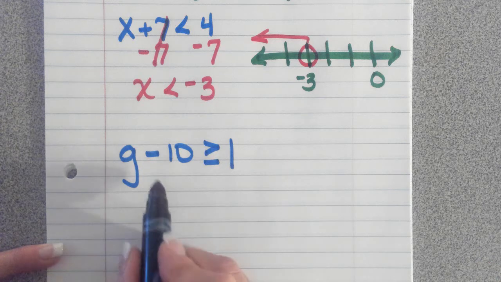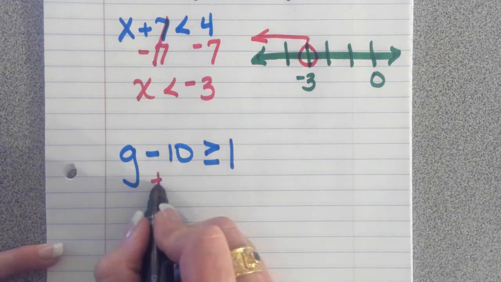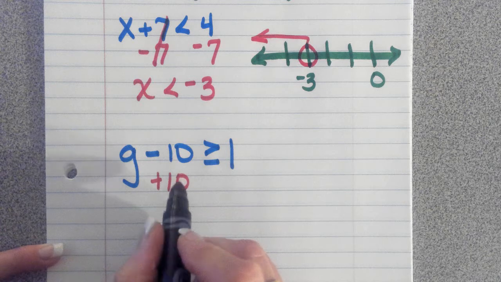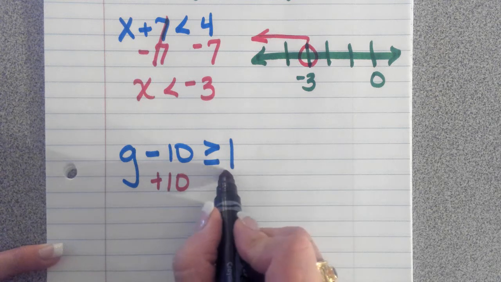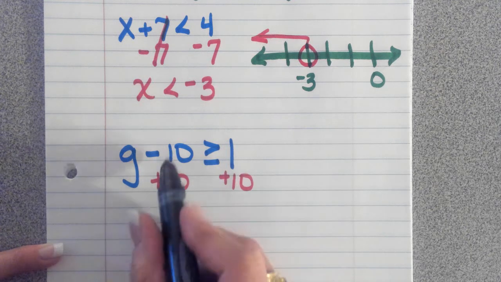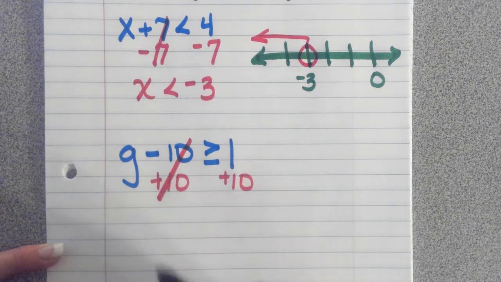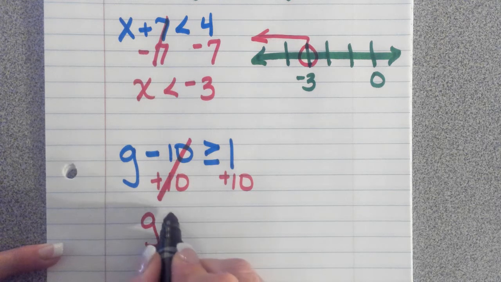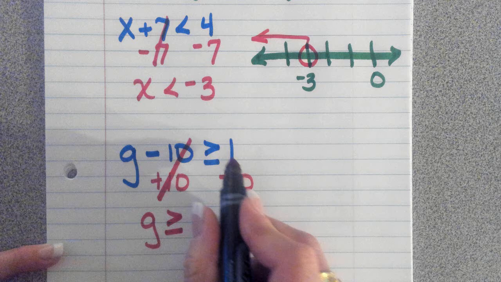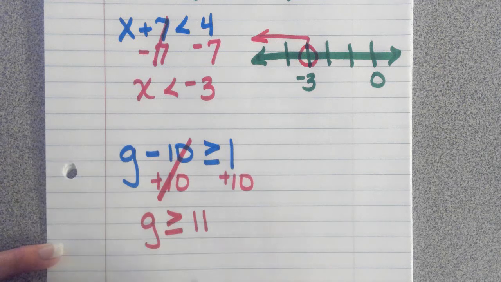So how do I get rid of a minus 10? I'm going to add 10. Fairness rule: what you do to one side, you must do to the other. So my plus and minus 10 will cancel, and G is greater than or equal to 1 plus 10, 11.